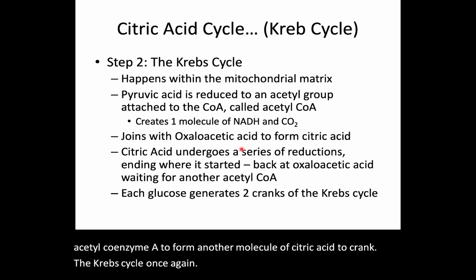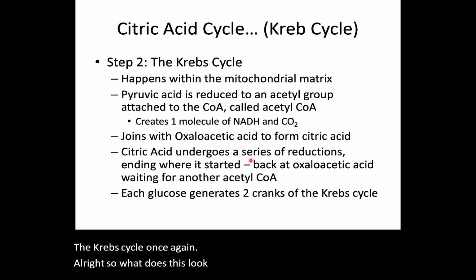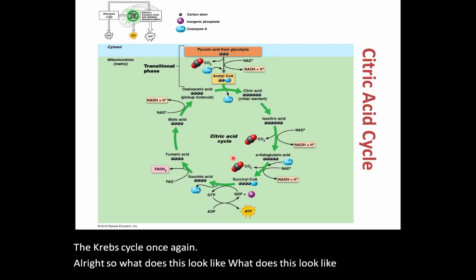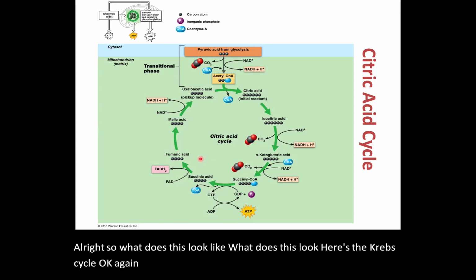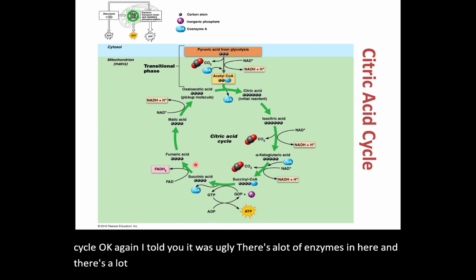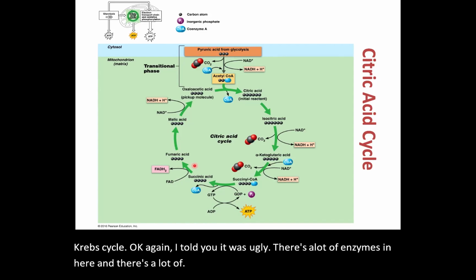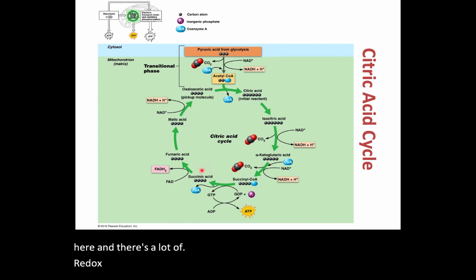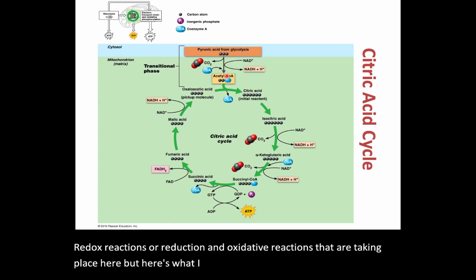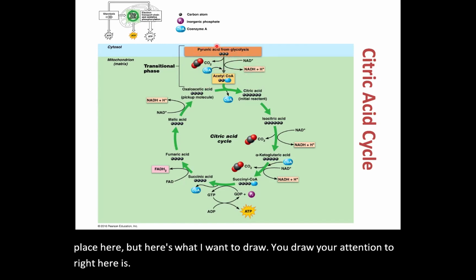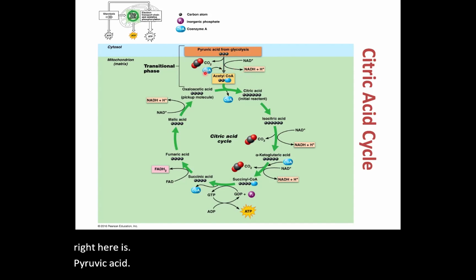So what does this look like? Well, here's the Krebs cycle. Again, I told you it was ugly. There are a lot of enzymes in here, and there are a lot of redox reactions, reduction and oxidative reactions, taking place. But here's what I want to draw your attention to. Here is pyruvic acid being converted into acetyl coenzyme A. And look at what we produce.